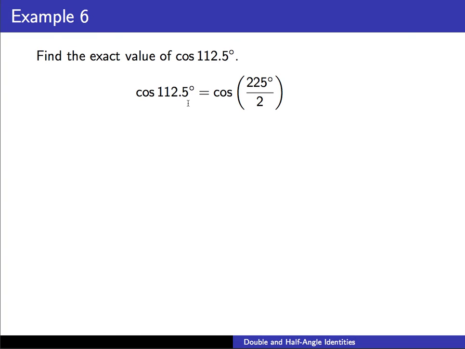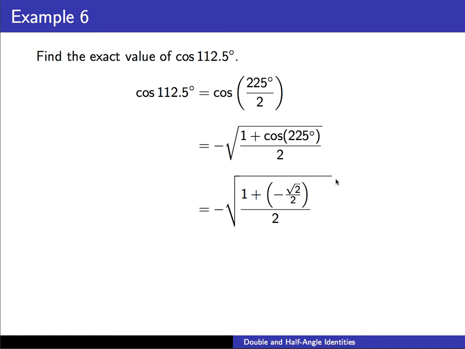So 112.5 is half of 225, so the angle that we're going to plug in for theta is 225. We know it's negative because 112.5 is in our second quadrant where cosine is negative. So we have negative the square root of 1 plus the cosine of 225 degrees all over 2. The cosine of 225 degrees is negative square root of 2 over 2. If we clear out our tiny fractions by multiplying both numerator and denominator by 2, we end up with negative the square root of 2 minus the square root of 2 over 4.